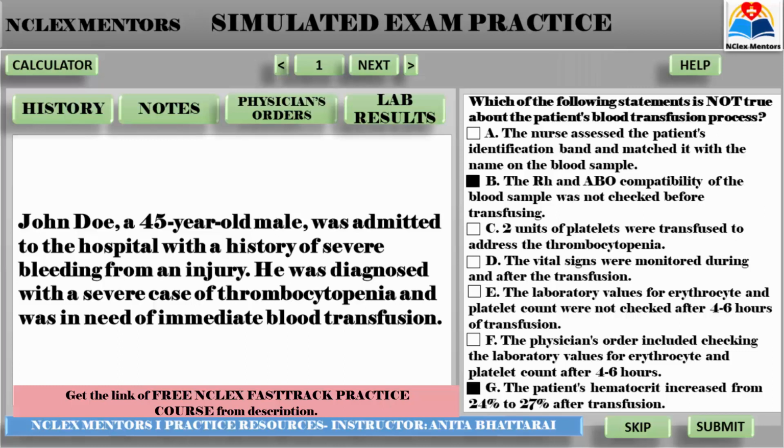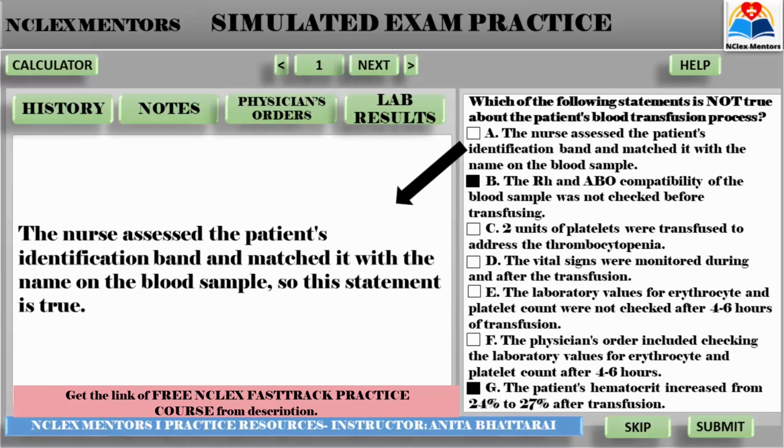The correct answers are B, the Rh and ABO compatibility of the blood sample was not checked before transfusing, and G, the patient's hematocrit increased from 24% to 27% after transfusion. Let's understand why the options are right or wrong.